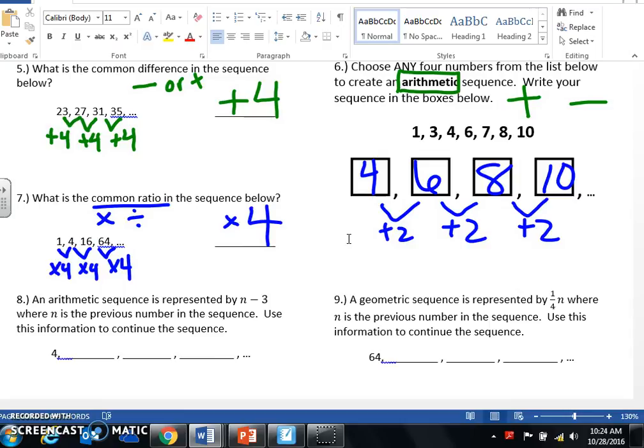For number 8, an arithmetic sequence is represented by n minus 3, where n is the previous number in the sequence. Okay, so it's telling me subtract 3. So 4 minus 3 is 1. 1 minus 3 is negative 2.